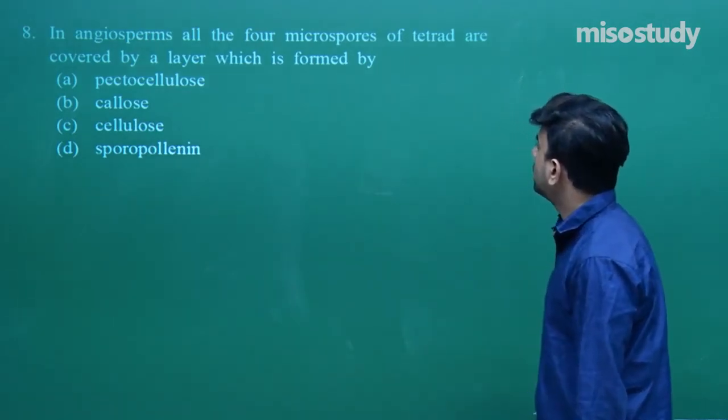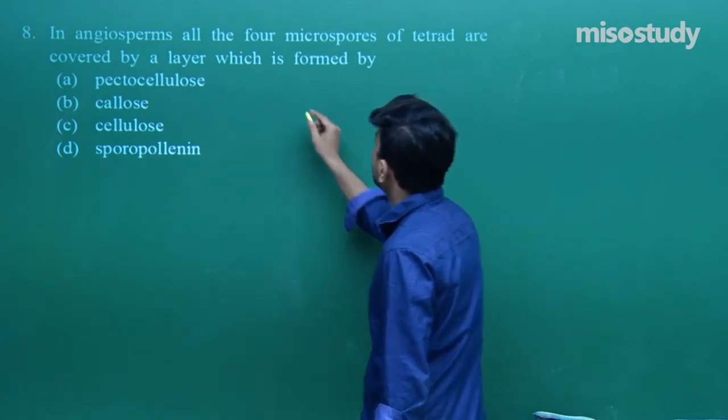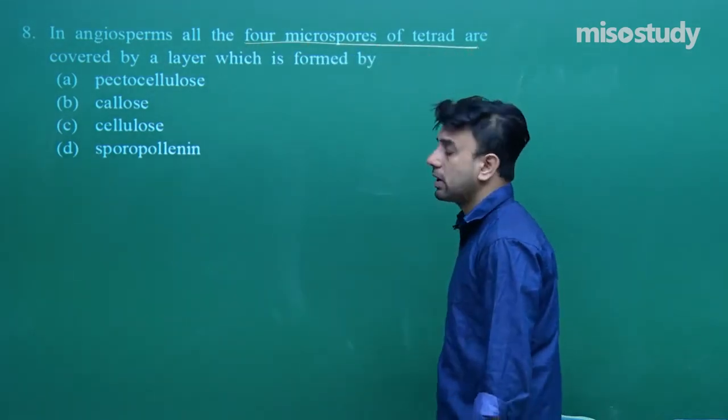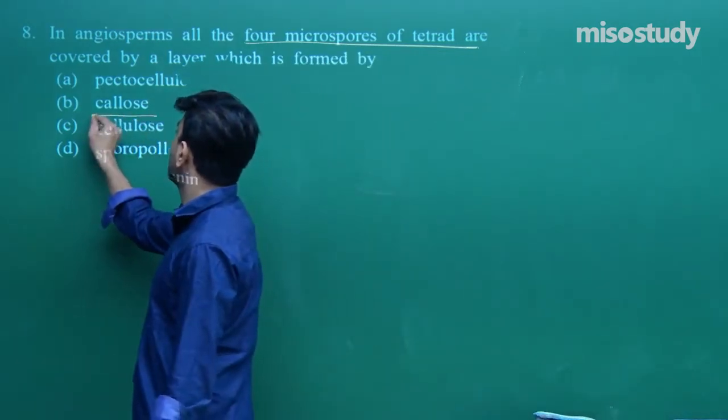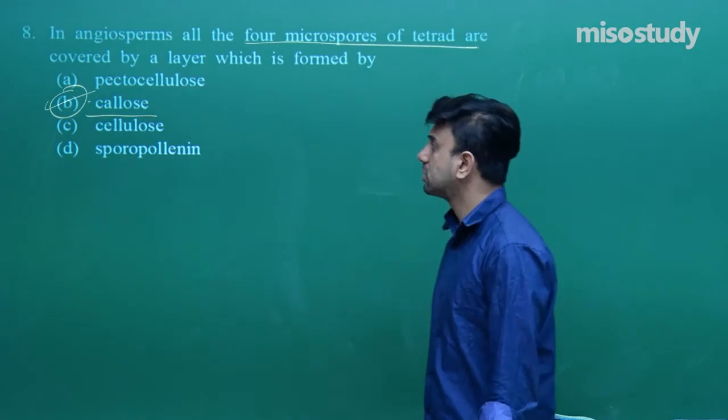In angiosperms, all the 4 microspores of the tetrad are covered by a layer which is formed by the callose.